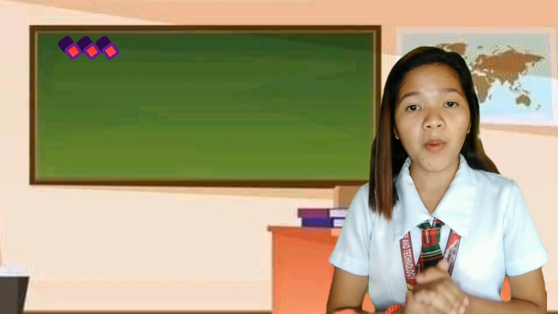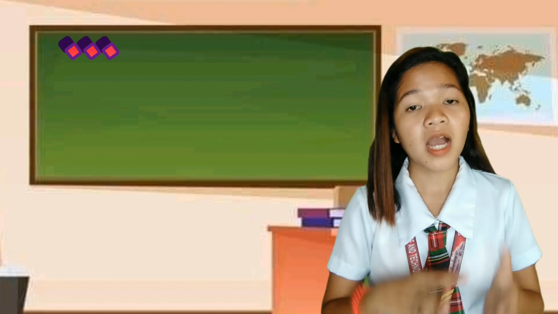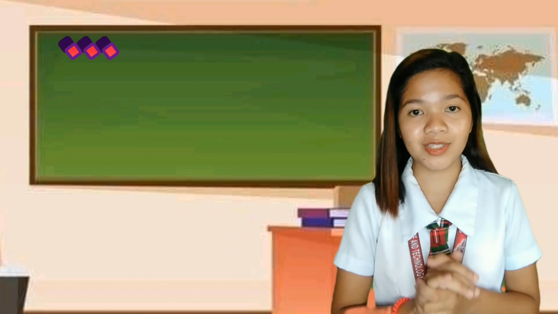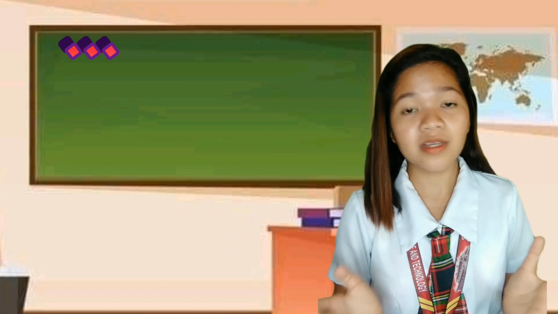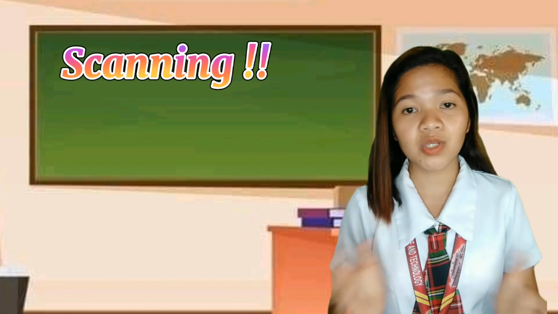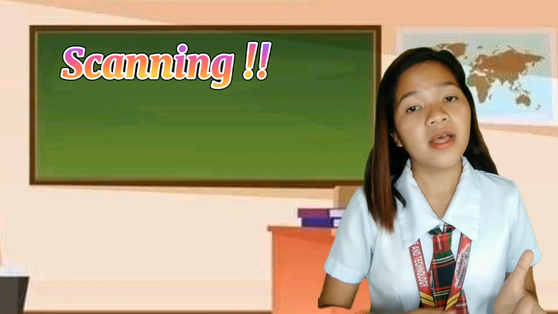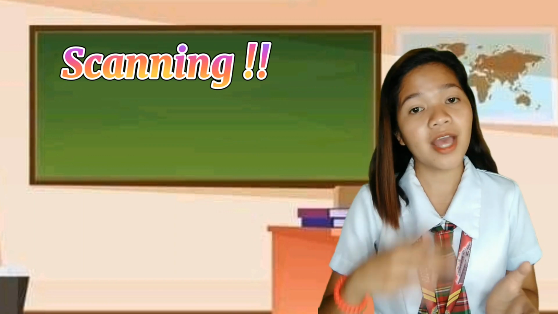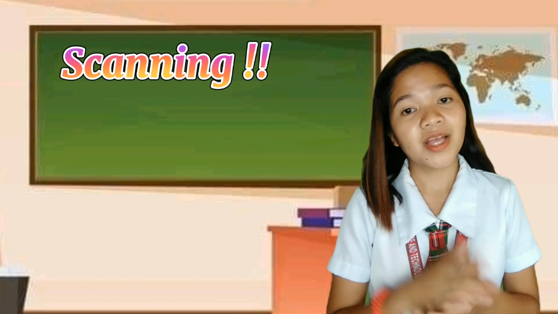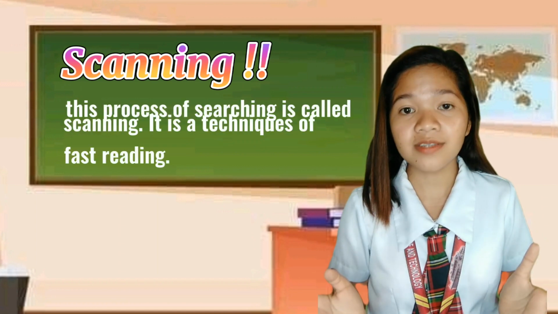Situation 2. Suppose you want to know the meaning of the word virtuous from a dictionary. How will you start searching the letter? You may use another technique, scanning. By scanning, you will start searching the letter V first, then I, and then R. By then, you will probably have found the word. This process of searching is called scanning. It is a fast technique of reading.